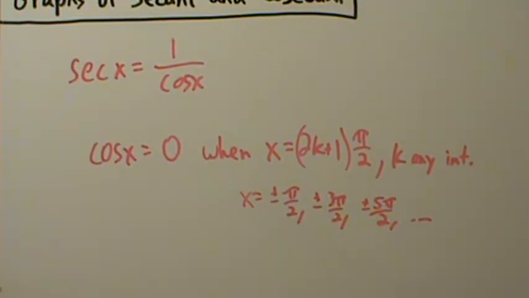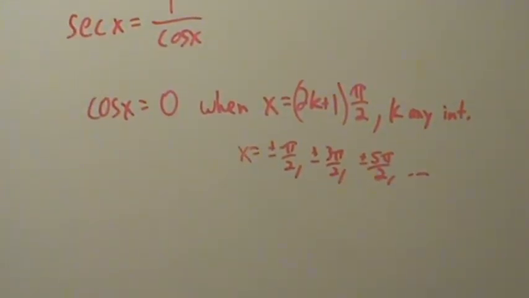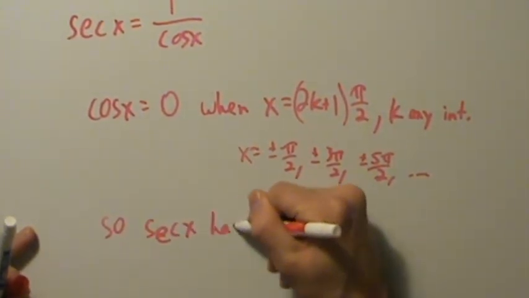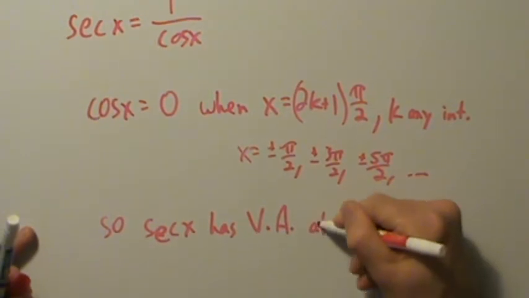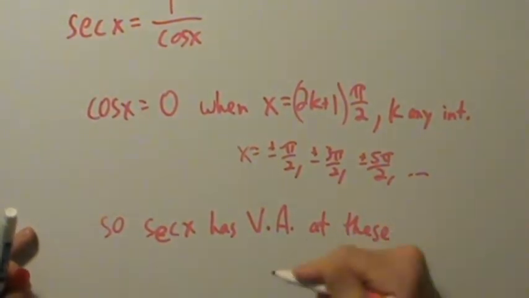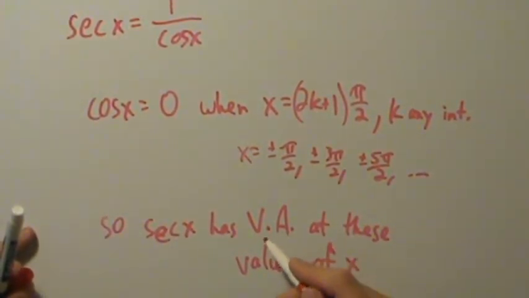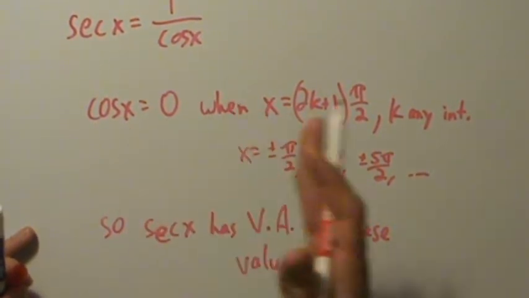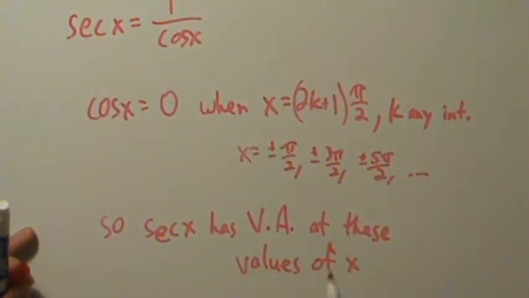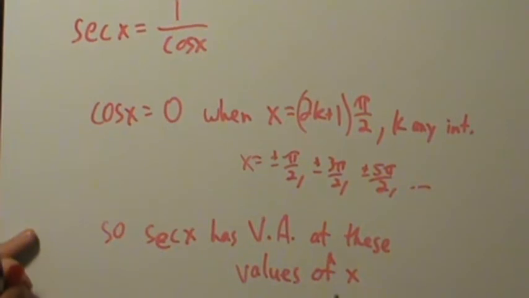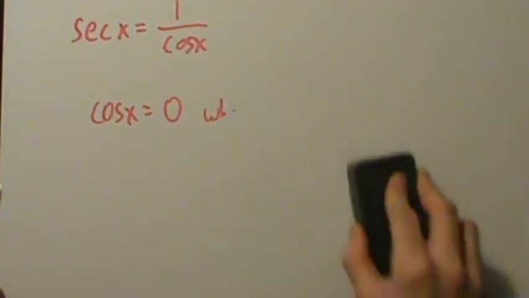All right. So what does that mean? Cosine of x equals 0 when x equals all this. So secant of x has vertical asymptotes at these values of x. I'll use VA as an abbreviation for vertical asymptote. So remember, a vertical asymptote happens whenever the denominator is 0. Here, secant is 1 over cosine. Cosine is 0 at these values of x. So that means secant has vertical asymptotes exactly at these values of x. All right, so we're going to plot those on our graphing paper first.